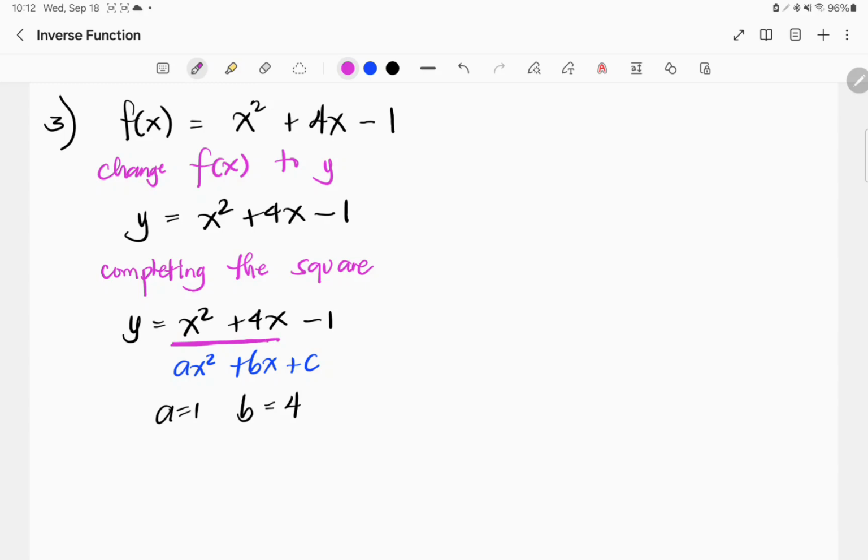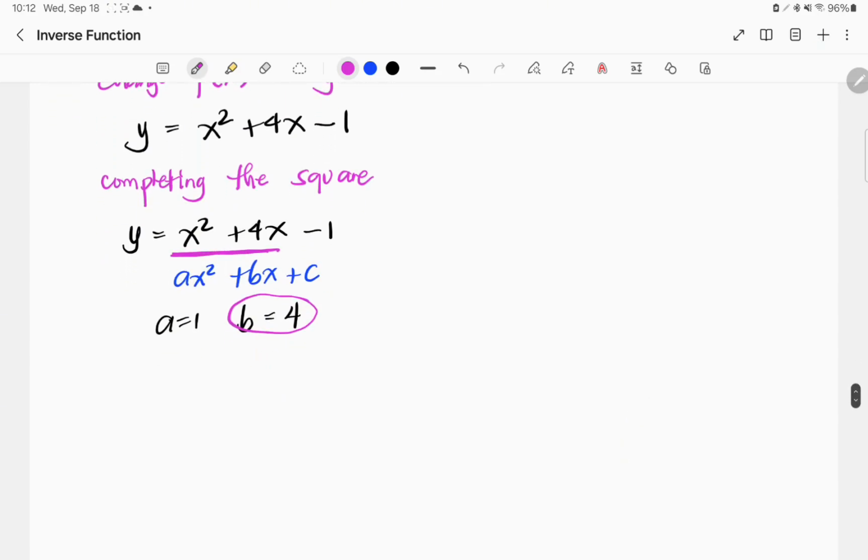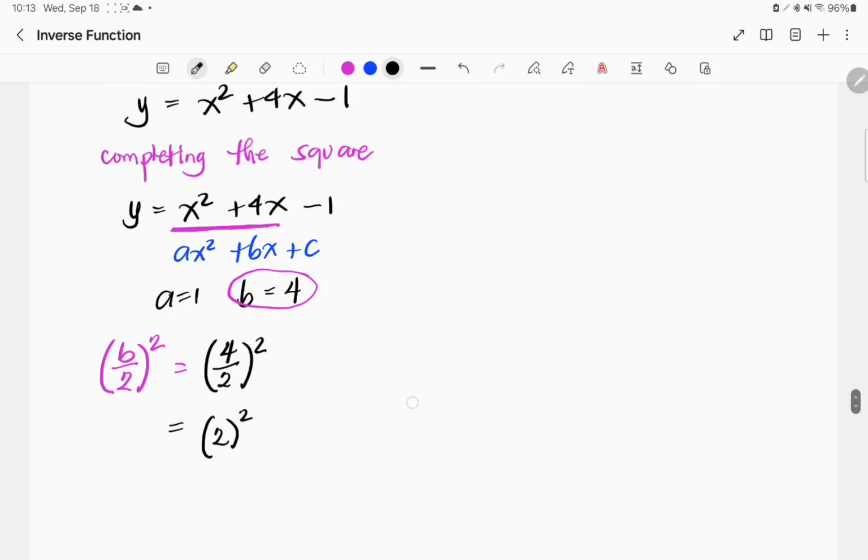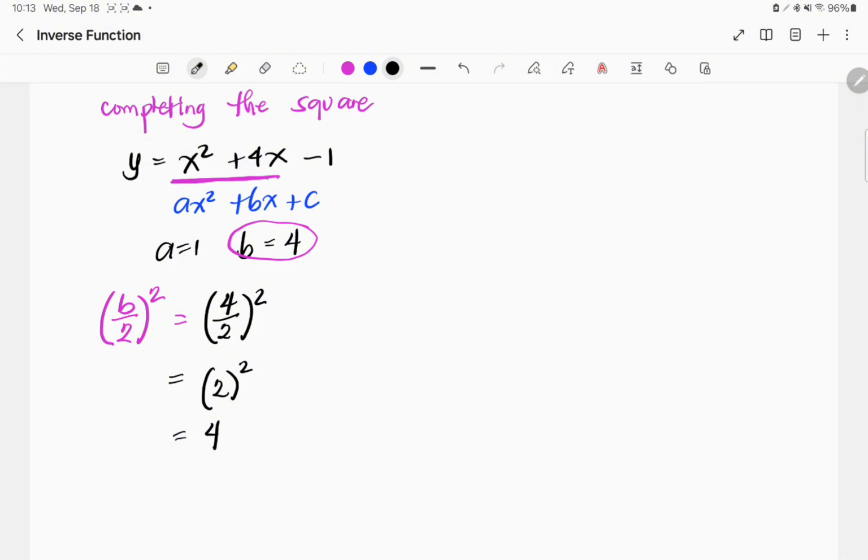So to continue this, we are just going to manipulate b is equal to 4, the value of your b, or the numerical coefficient of the middle term, our x term. So in order to do completing the square, we have to divide b by 2 and square the answer. So since b is equal to 4, we have 4 over 2 squared, and that will become 4 divided by 2 is 2 squared. The answer is 4. So what are we going to do with 4 now?